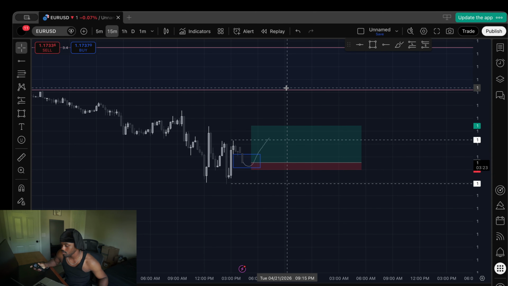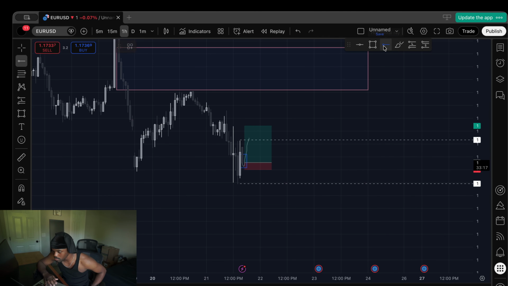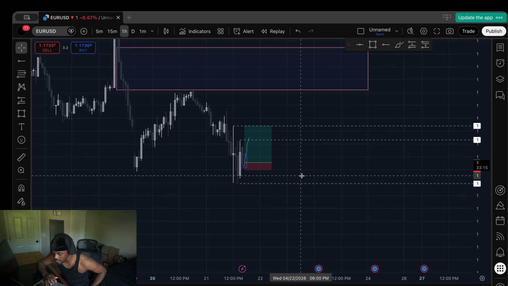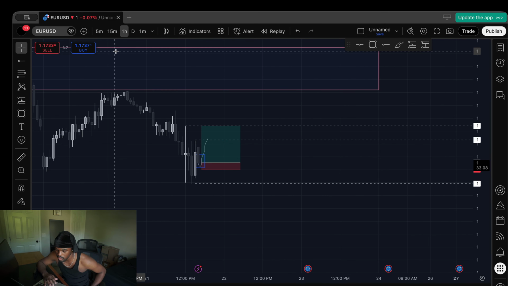I love using this, I'll be honest. So, boom. Like I said, I'm expecting price to swing, swing again, and then drop down. I'm setting TPs at the top of this line here, and stop losses at the bottom of this fair value gap here.